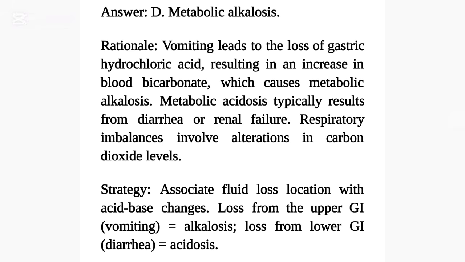Rationale: vomiting leads to the loss of gastric hydrochloric acid, resulting in an increase in blood bicarbonate, which causes metabolic alkalosis. Metabolic acidosis typically results from diarrhea or renal failure. Respiratory imbalances involve alterations in carbon dioxide levels. Strategy: associate fluid loss location with acid-base changes. Loss from the upper GI, vomiting, equals alkalosis. Loss from lower GI, diarrhea, equals acidosis.